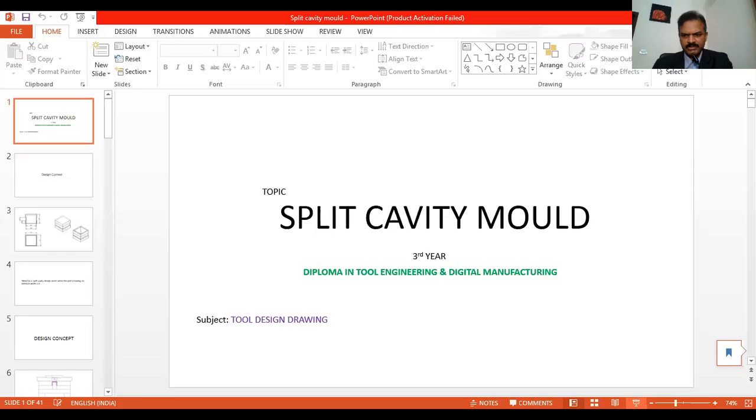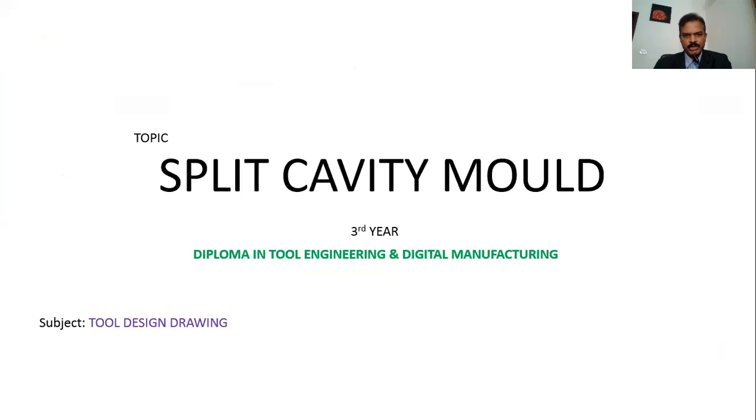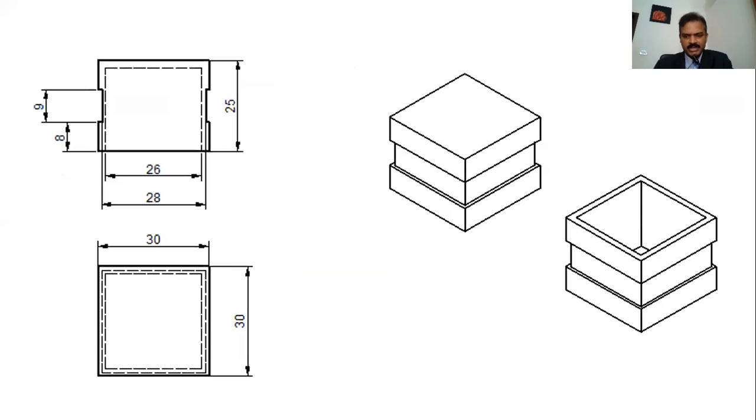Now let me share the screen here. Let me put this into the slideshow. There we go. So this is the split cavity mold chapter, and the design context we have already discussed. We have seen the sample parts, and this is one example where you have the undercut.